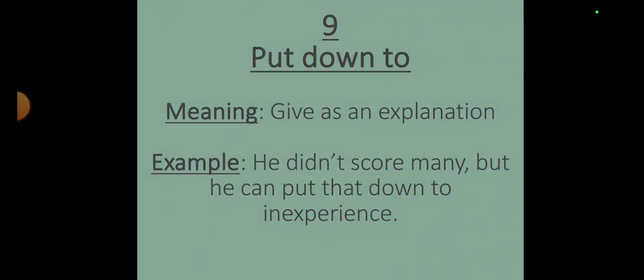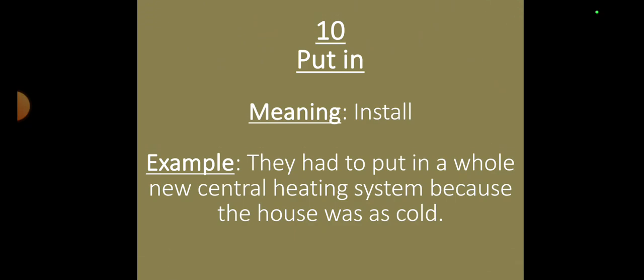Okay, next one is put down to. इसका मीनिंग होता है to give some explanation, to give as an explanation. He didn't score many, but he can put that down to inexperience. Means he was unable to score good, but he can still give all this blame to his inexperience. Means he can give explanation in this form.